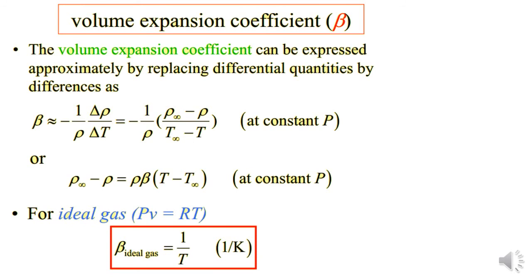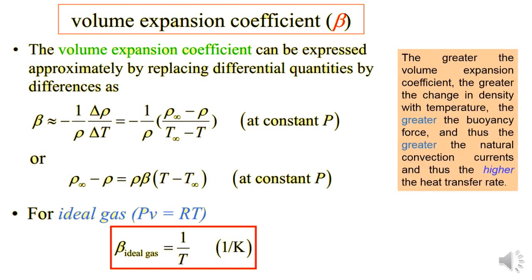Okay, for an ideal gas, PV equals RT, we can directly put beta ideal gas equal to 1 over T, which is in Kelvin. I put a note on your right hand side. The greater the volume expansion coefficient, the greater the change in density with temperature, the greater the buoyancy force, and thus the greater the natural convection currents, and thus the higher the heat transfer rate. So this is the note referring to the volume expansion and also the natural convection.